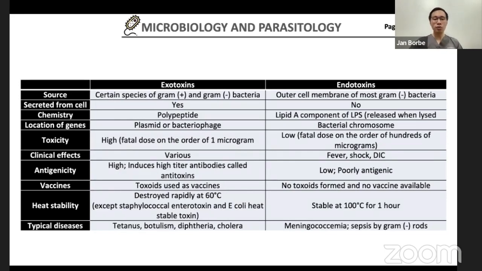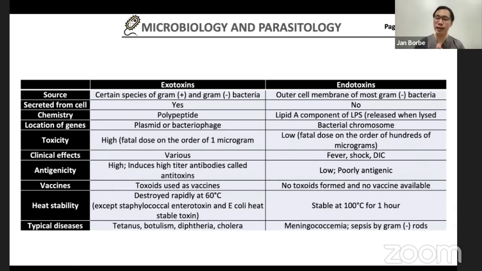Okay? So exotoxin, nasa pangalan na exo, nare-release. So yes, they are secreted from the cell and they are polypeptide in structure, whereas pag endotoxin, they are the lipid component, no? The lipid A component of the lipopolysaccharide. Okay, and one more thing that I want to emphasize in this table would be the antigenicity. So exotoxins tend to be very antigenic while endotoxins are not antigenic.